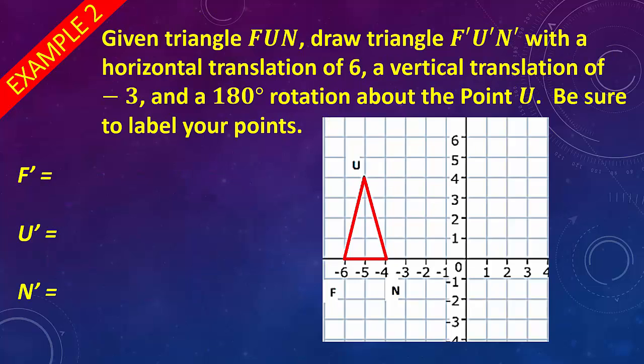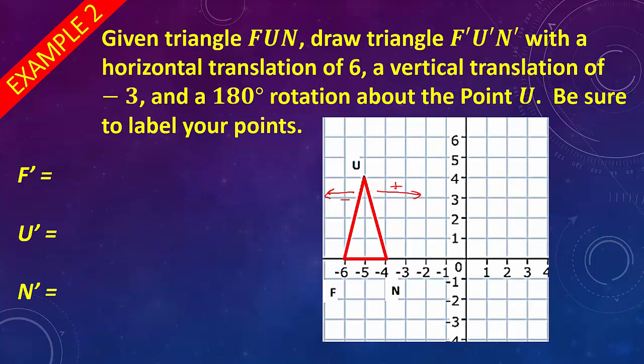All right. Now example 2. So we're given triangle FUN. Draw triangle F prime U prime N prime with a horizontal translation of 6. So if they just say horizontal and then they give you a number, horizontal could be either left or right. So that's going to depend on, is it a positive number or a negative number? So if they don't tell you left or right and they only tell you horizontal, positive numbers go to the right, negative numbers go to the left.